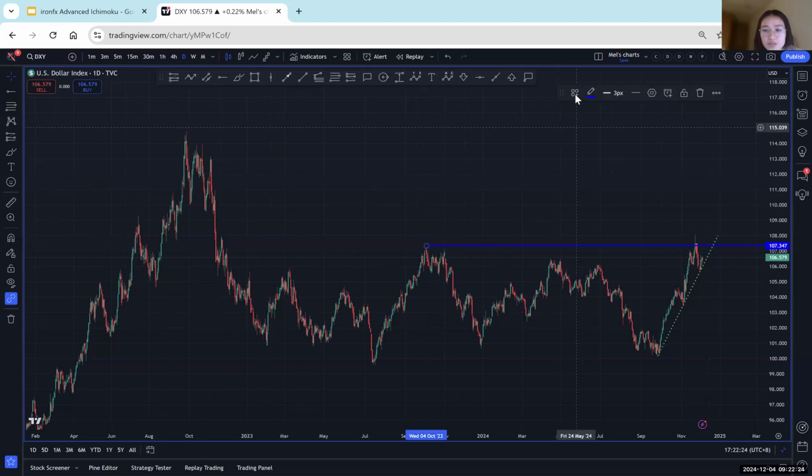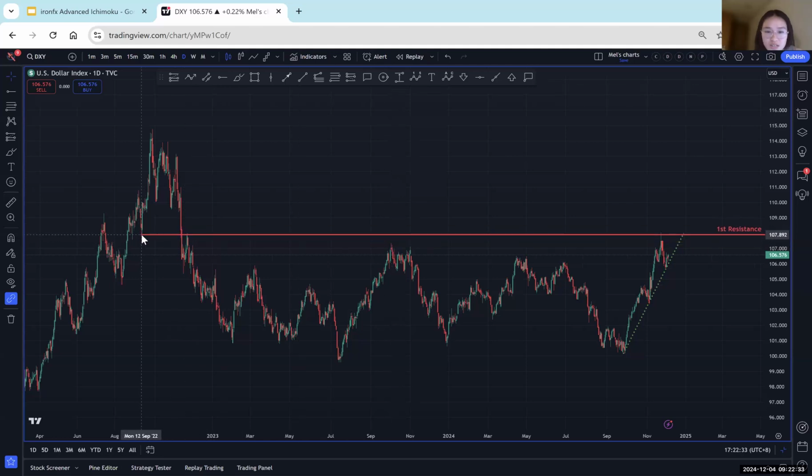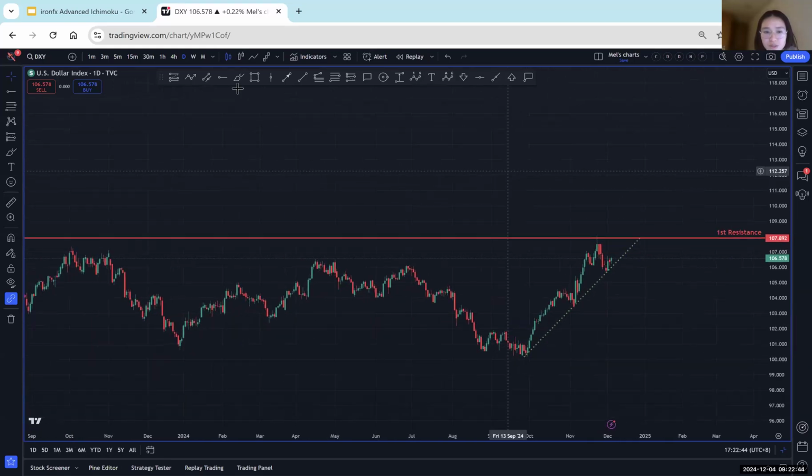Okay, so this is where I'm going to place my first resistance since it's in line with two swing highs. Yeah, so you can see the swing low here and one swing high here and one swing high here. Okay, so that's going to be my first resistance.